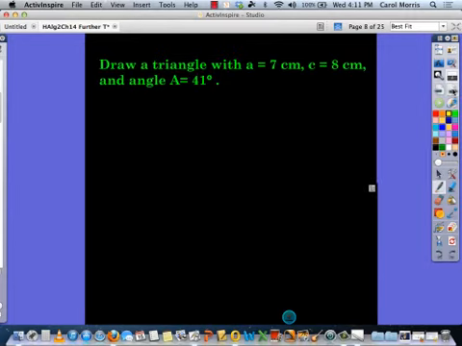Now, if we asked you to draw a triangle, and this is interesting, that has an A value of 7, a C value of 8, and then angle A, which remember cuts out edge A, is 41. So go ahead and draw a quick little scan. If you have a protractor and stuff, that's fine. If not, at least try to approximate your angle accurately. But label everything because that's key.